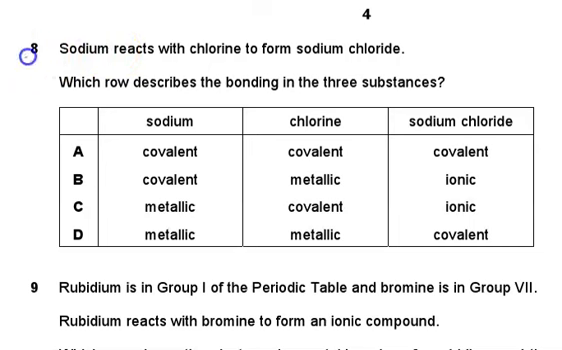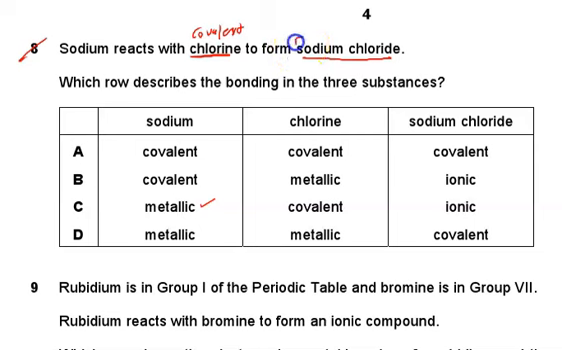For question number 8, sodium reacts with chlorine to form sodium chloride. Sodium is in group 1, so it should be under metallic. Chlorine is in group 17, so it will be under covalent. Okay, this is under covalent.